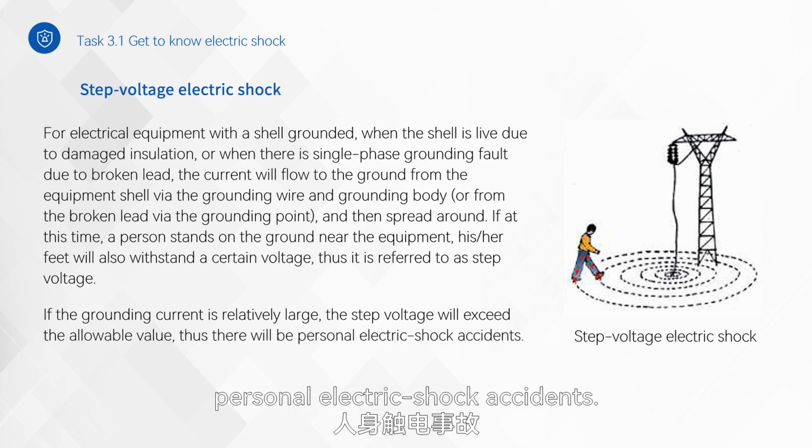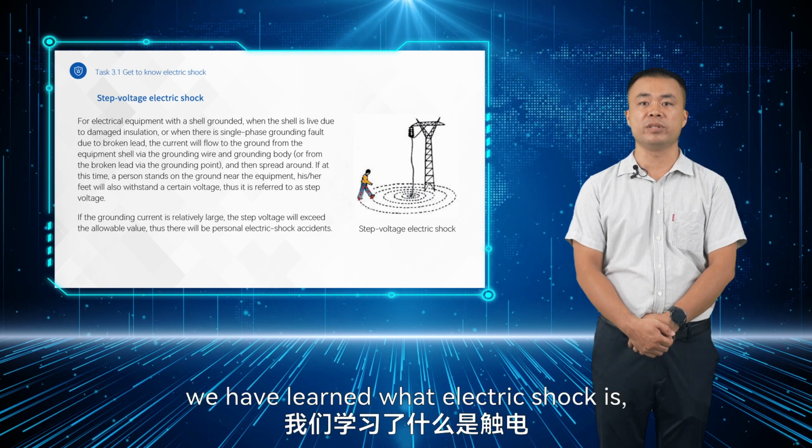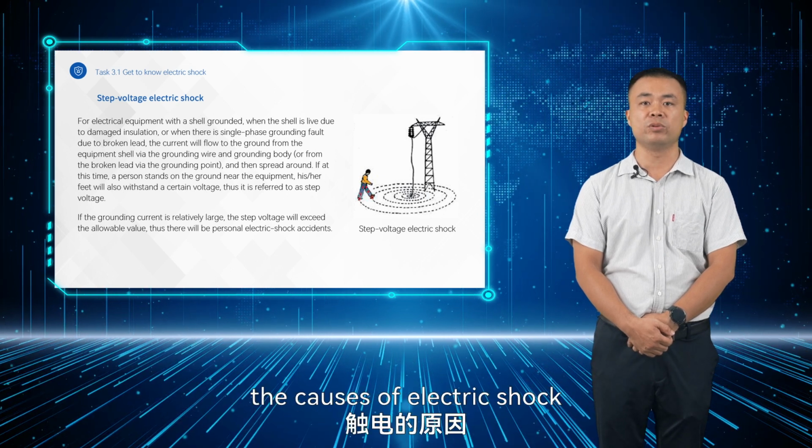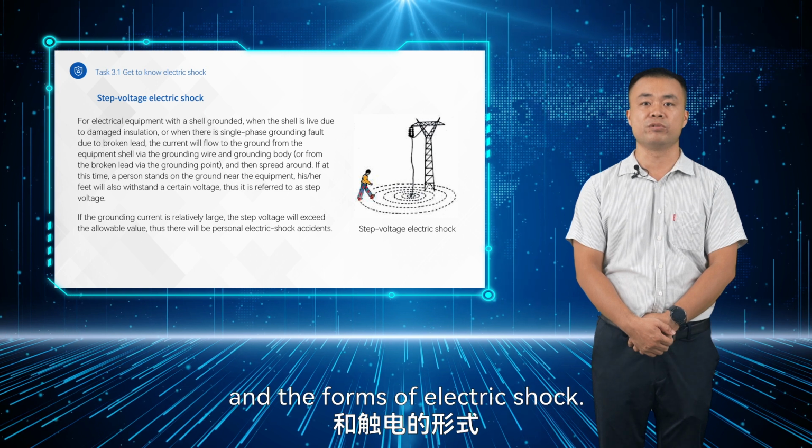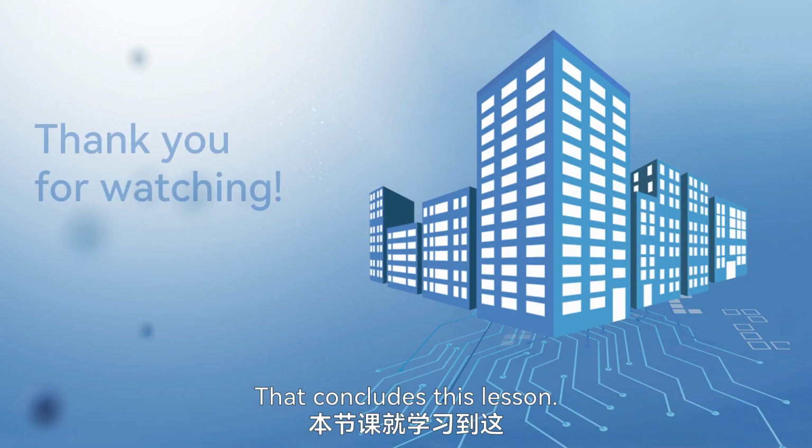If the grounding current is relatively large, the step voltage will exceed the allowable value, thus there will be personal electric shock accidents. In this class, we have learned what electric shock is, the causes of electric shock and the forms of electric shock. That concludes this lesson.